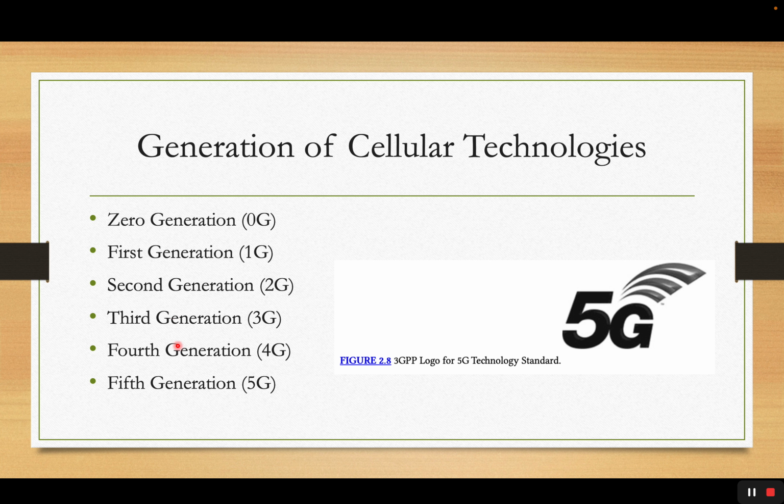Now, the fourth generation was designed for broadband internet access on a cellular network. The first release of 4G is known as Long-Term Evolution, LTE, that's what it means. It was launched in Norway and Sweden back in 2009. The minimum data transfer speed of 4G is 100 megabits per second for high-speed mobility, such as cars and trains.